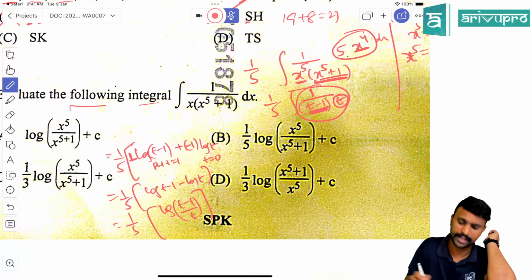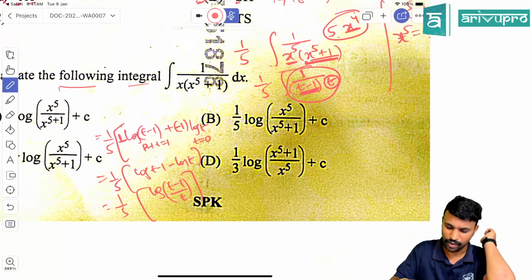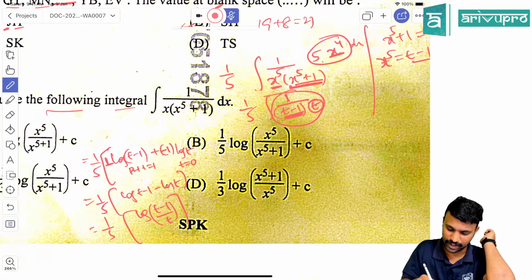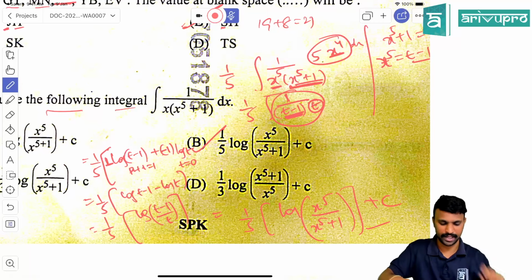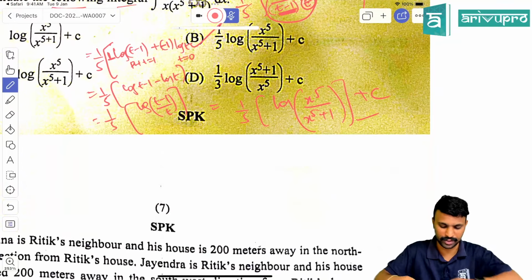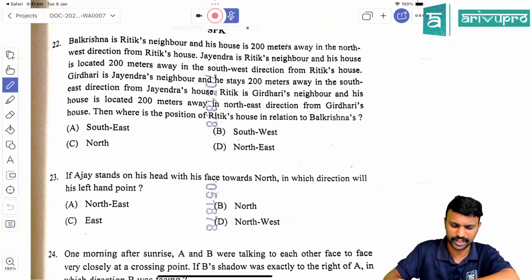Log m minus log n is log m by n. Now finally, what is t minus 1, guys? t minus 1 is x power 5. So therefore, it is log x power 5. What is t? t is nothing but x power 5 plus 1, plus c. That means option B is the right answer. Have you understood? Guys, moving on to the next question.